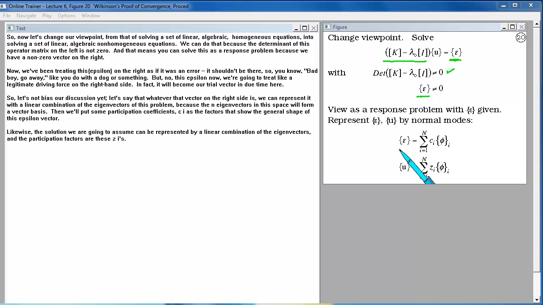Let's say that whatever that vector on the right side, epsilon, is, we can represent it with a linear combination of the eigenvectors of this problem, because the n eigenvectors in this space will form a vector basis. And then we'll put some participation coefficients, c sub i, as the factors that show the general shape of this epsilon vector. Likewise, the solution we're going to assume can be represented by a linear combination of the eigenvectors, and the participation factors are these z sub i's.